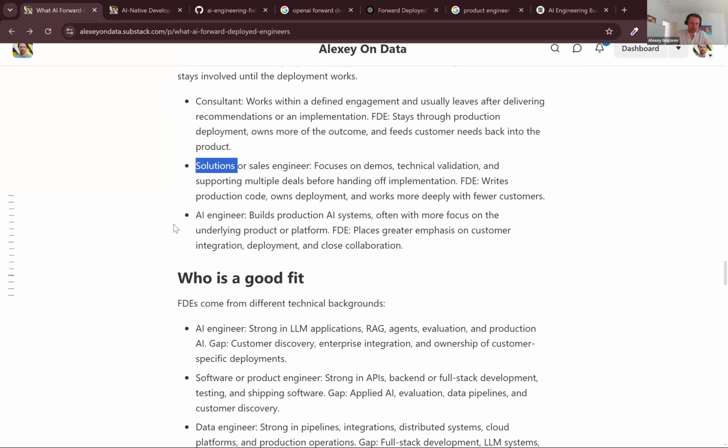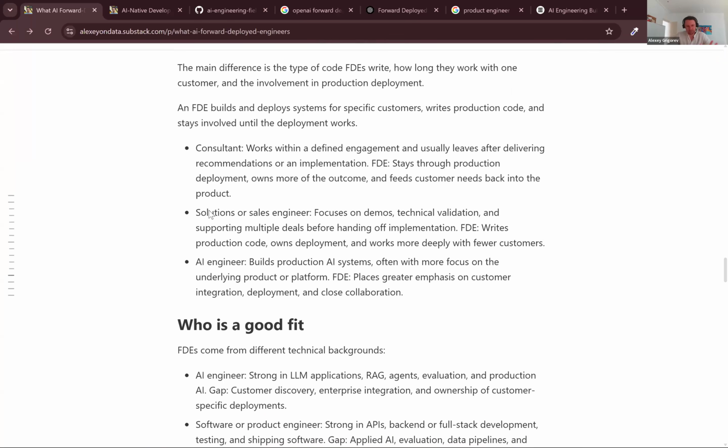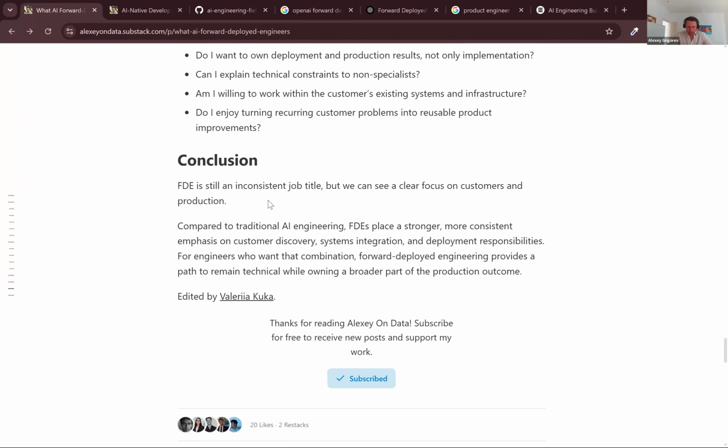Okay, yeah. So these are the main roles with which I wanted to compare this. But I think it's kind of obvious from what we discussed. So let's see if there are questions.